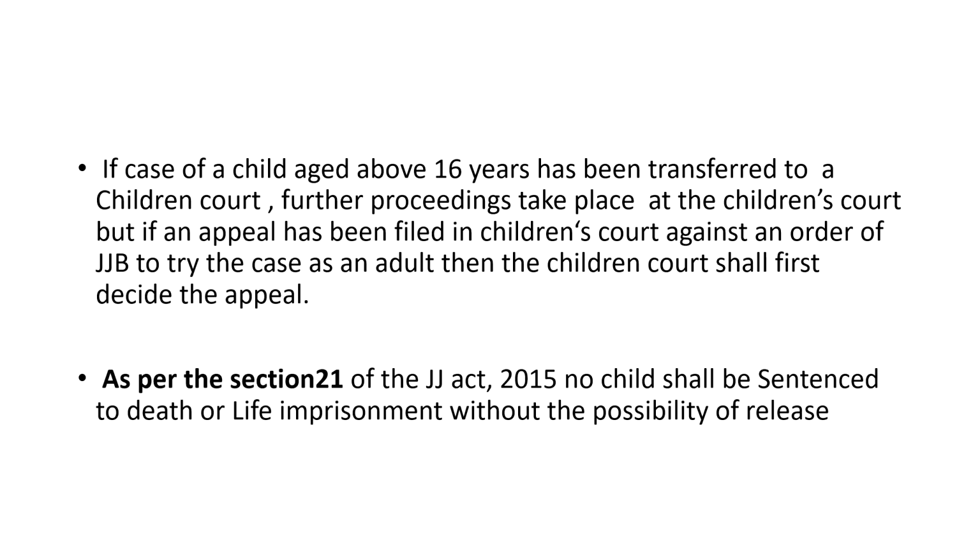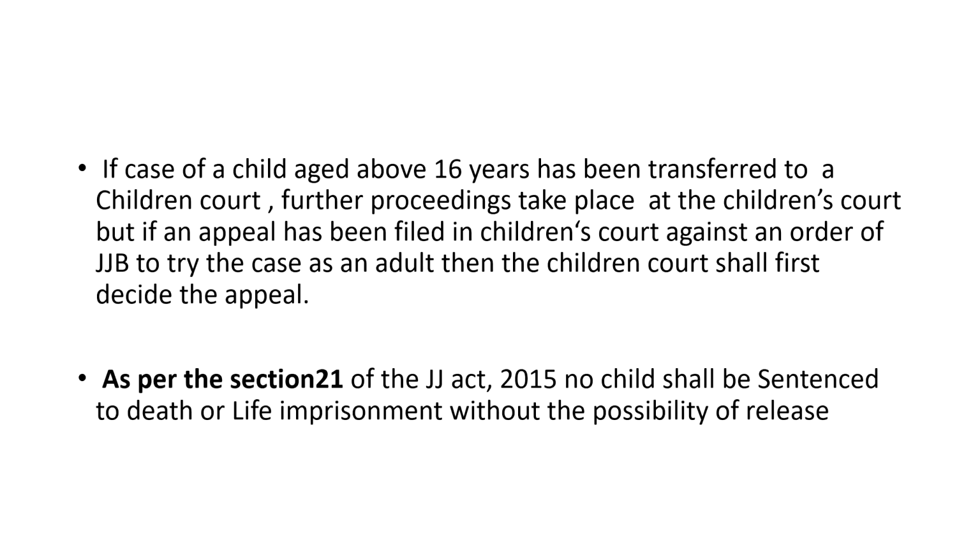Now, let us see what Section 21 of the Juvenile Justice Act says. It says that no child shall be sentenced to death or life imprisonment without the possibility of release. So, the children court or the Juvenile Justice Board can never award these punishments: a child cannot be given the death penalty or life imprisonment.